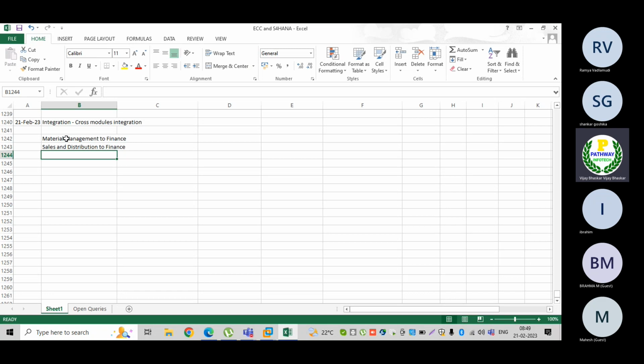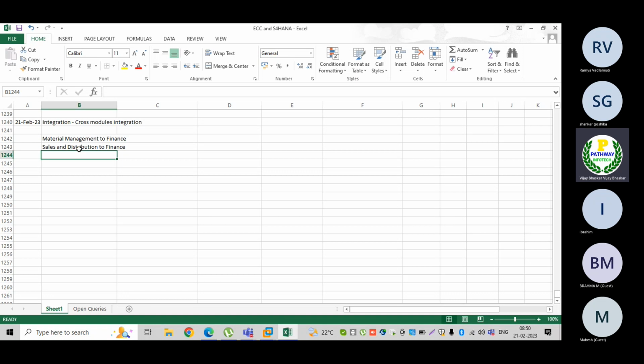In 99% of interviews they may ask you, along with the process, to explain accounting entries also. Going forward we will discuss the accounting entries, I will take care of that. But now don't think only these two modules have integration with finance, because finance is the central component, the backbone, of SAP.